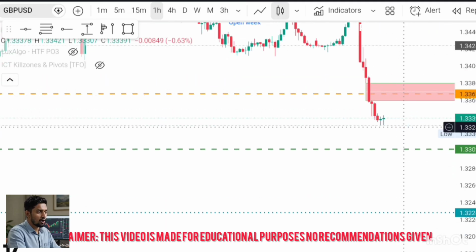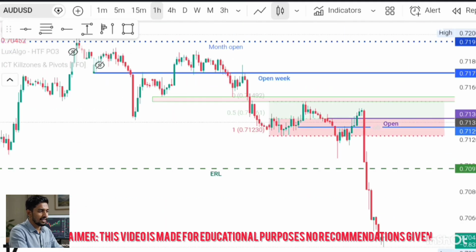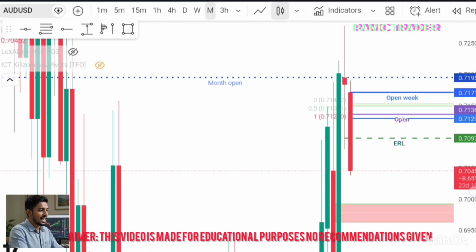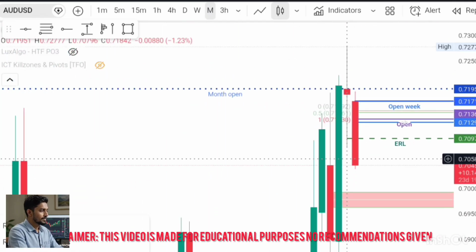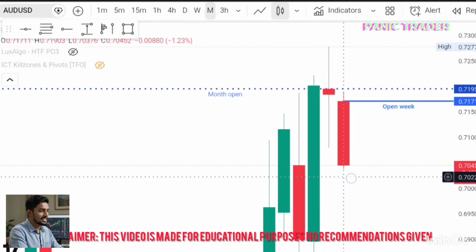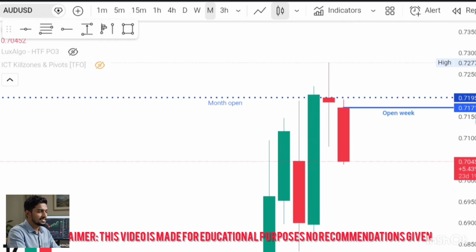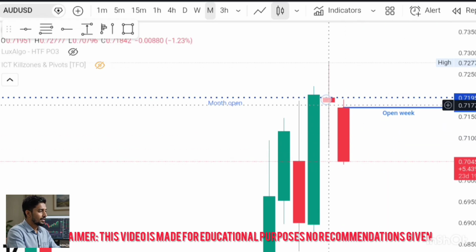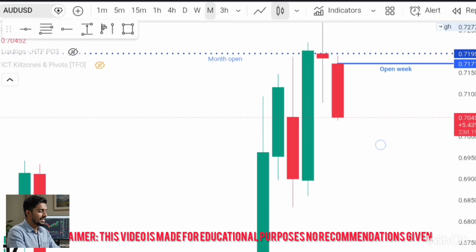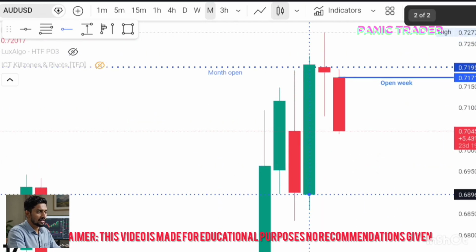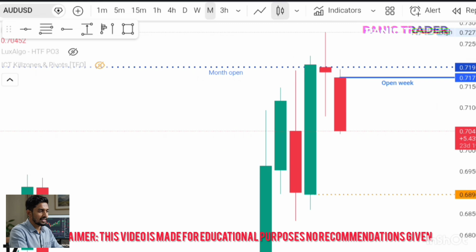a lower low. Okay, AUDUSD. AUD is clearly showing us negative signs. The previous month was a doji candle. This month only 7 days have gone, but it has created a bearish candle covering 50% of the previous bullish candle. So most probably I will target this month's open. This bullish candle's month open will be a primary target for me.